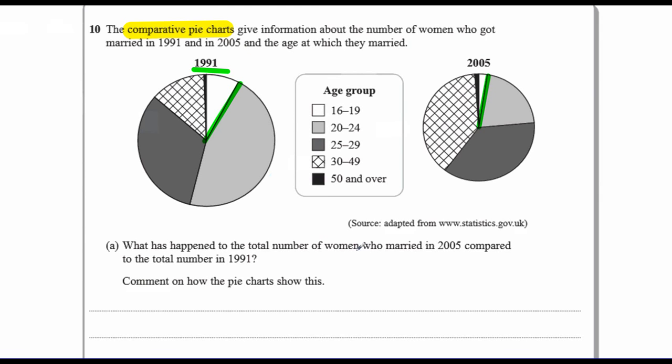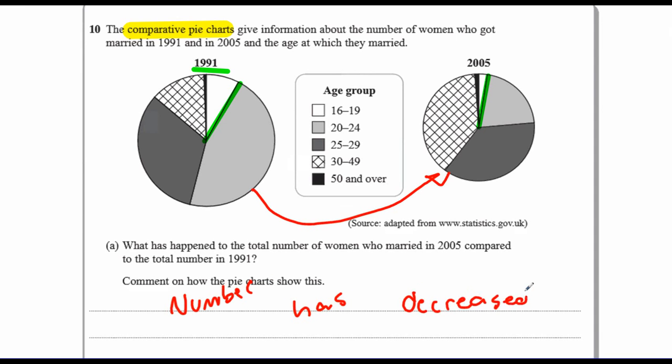What's happened to the total number of women who married in 2005 compared to the total number in 1991? So we've gone from a large pie chart to a smaller pie chart, and what we just talked about is that it's gone smaller, so there's less people there, just less data. So the number has decreased, and the reason is the pie chart area is smaller.